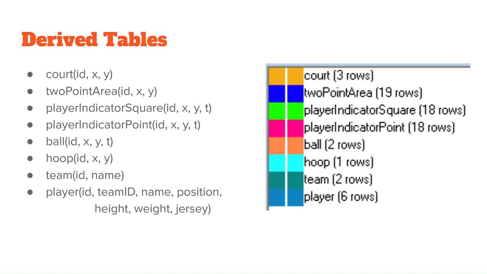and what they're doing. Then we have ball, which has ID, X, Y, and T, hoop, which has ID, X, and Y, team with ID and name, and then player with ID, team ID, their name, their position, and not position like X, Y, but the position they play on the basketball court. And then height, weight, and their jersey number.